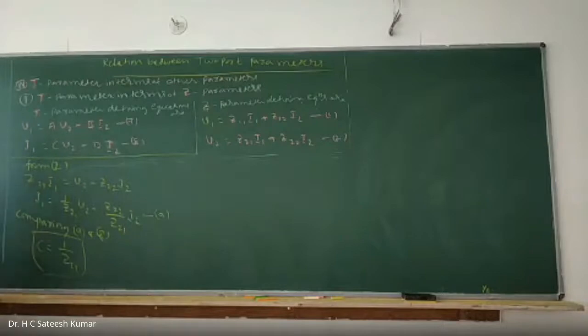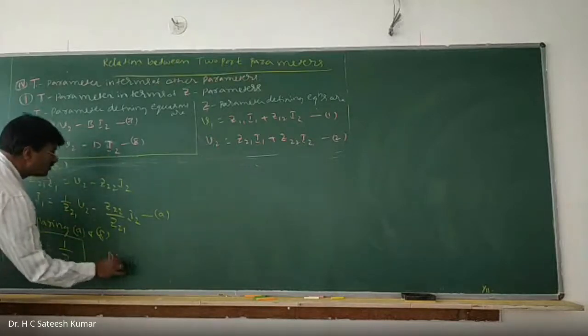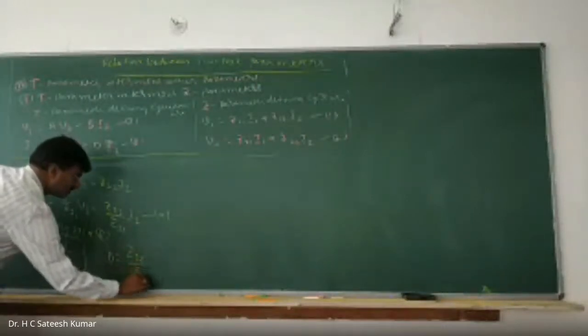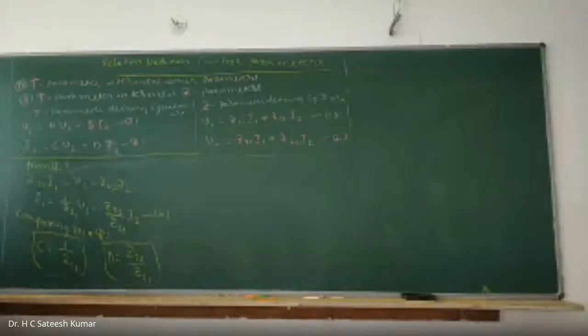Okay. And minus, we have to compare along with the minus. Minus is there with minus. So therefore, D is equal to Z22 divided by Z21. That is your D. Okay, right? Similarly, now what should you do?